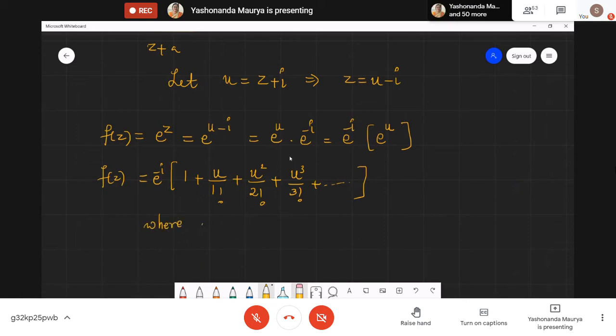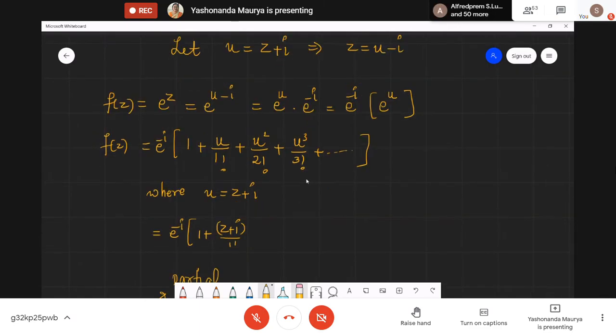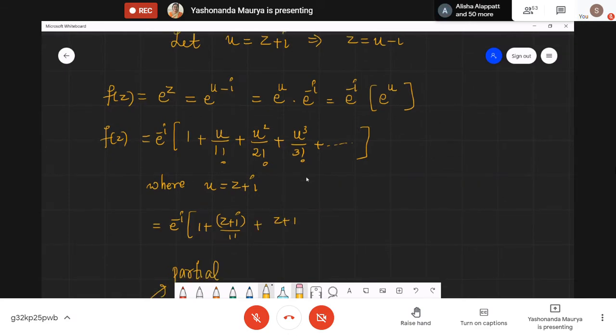Okay, so this is the expression for f of z, where u is equal to z plus i. Or in fact this is a simple expression, so I can also substitute here. So this is equal to 1 plus (z plus i) divided by 1 factorial plus (z plus i) whole square divided by 2 factorial plus (z plus i) whole cube divided by 3 factorial and so on. Okay, so this is the expansion.